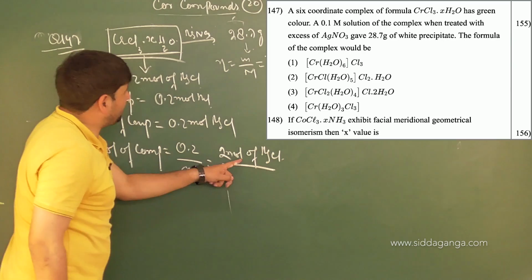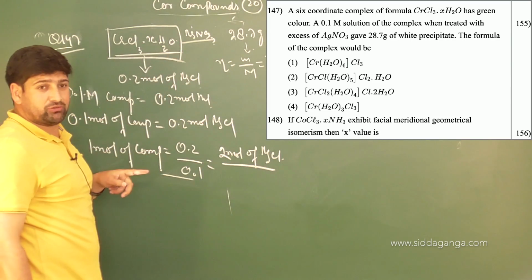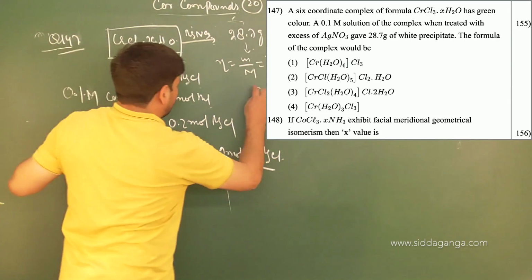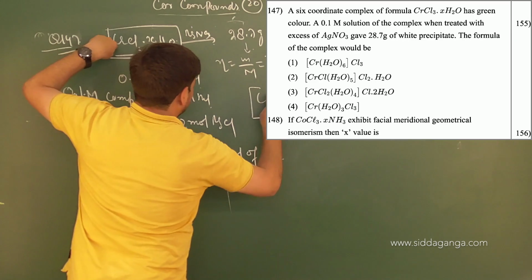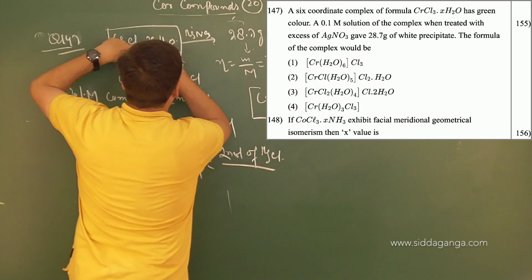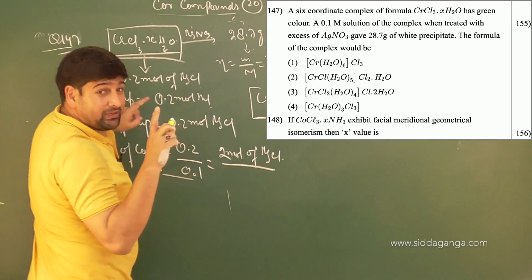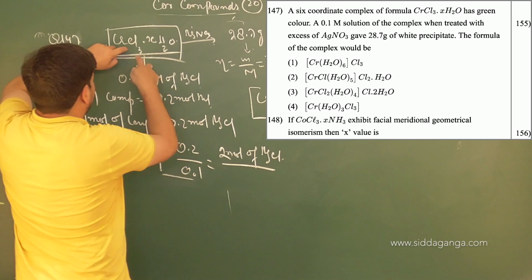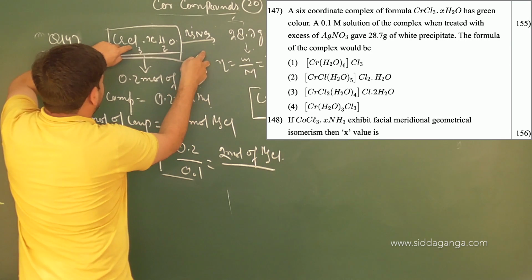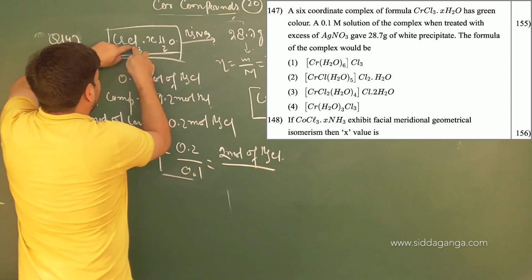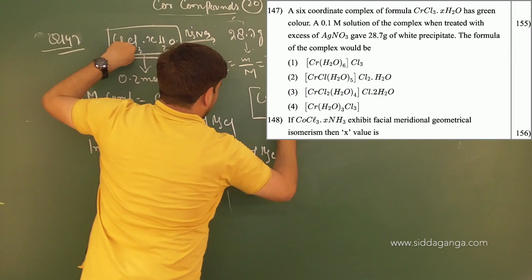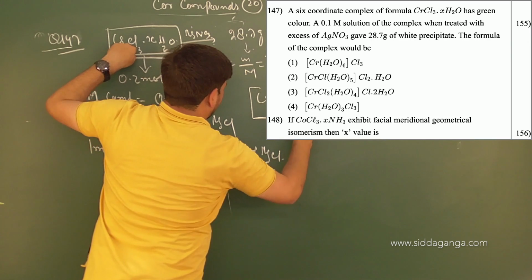To get 2 moles of AgCl, how many moles of chlorine should be outside the coordination sphere? 2. So what will be the formula of the complex? It will be Cr with water, an octahedral complex, right? Since it is a 6 coordinate system, 2 chlorines are outside the coordination sphere. That means there should be 5 water molecules, so H2O 5 times.